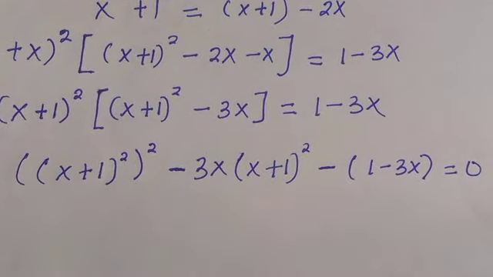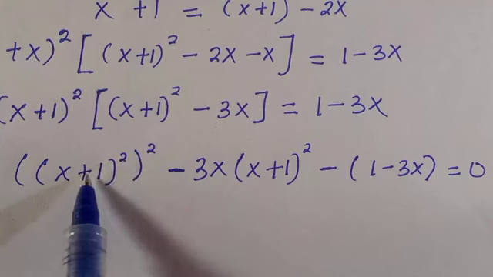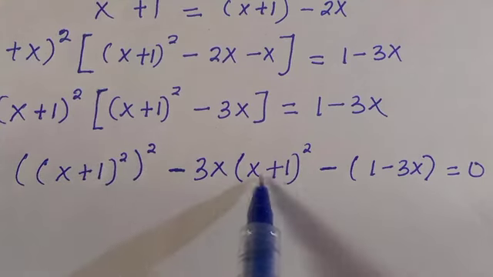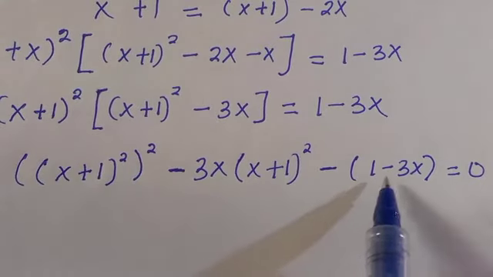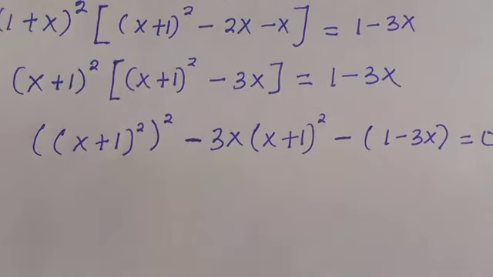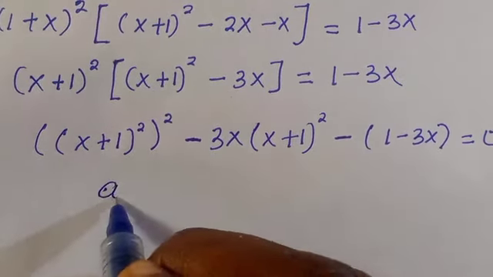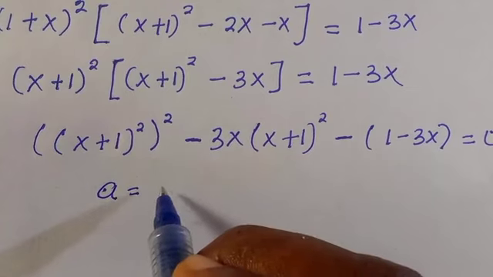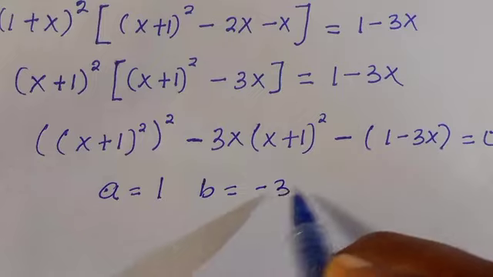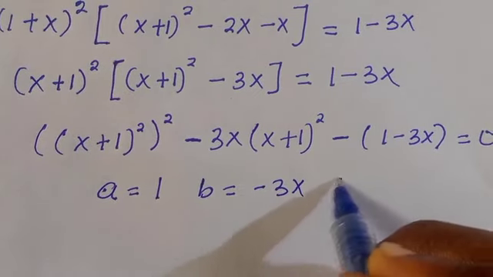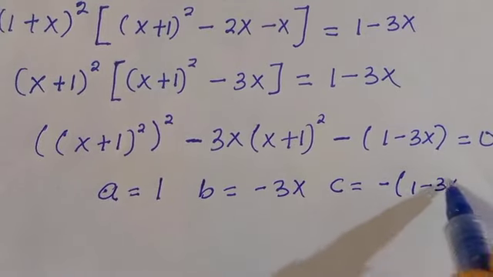And looking at this, it forms a quadratic equation. Here is x plus 1 square, just like the variable x, and here is x plus 1 square, the second variable which is attached to b, and here is the constant term. So we are going to apply the quadratic equation here, where we have a, which is the coefficient of this one, equals 1, and we are going to have b, which is minus 3x, and here we have c, which is minus open bracket 1 minus 3x.